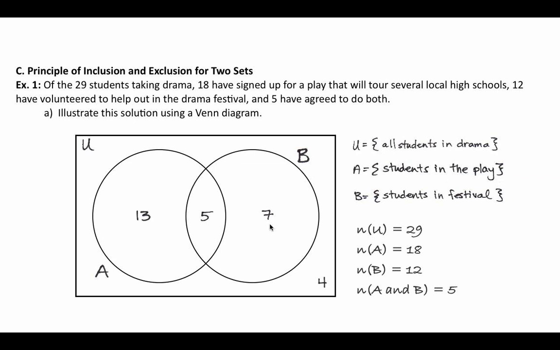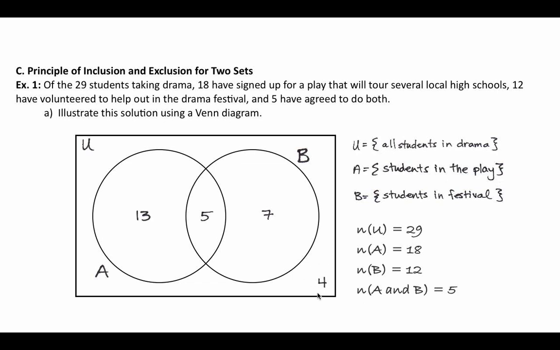And those are the 4 leftover kids who are part of the universal set, but not part of sets A or B. And who knows what they're doing? There's no information to describe that. We still account for them because we know how many are in the universal set here. We still have to count them.